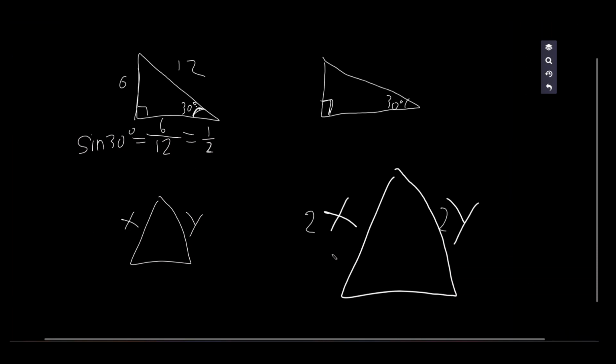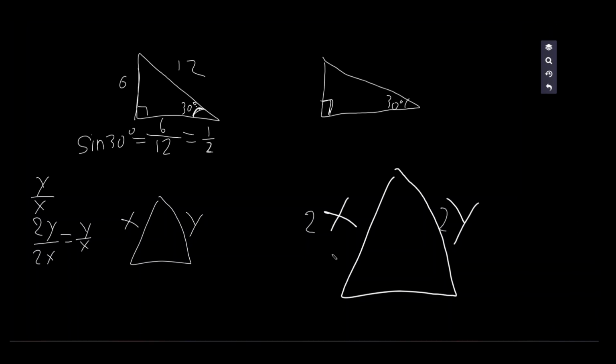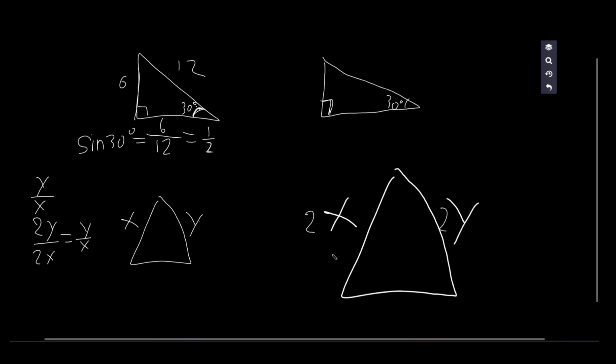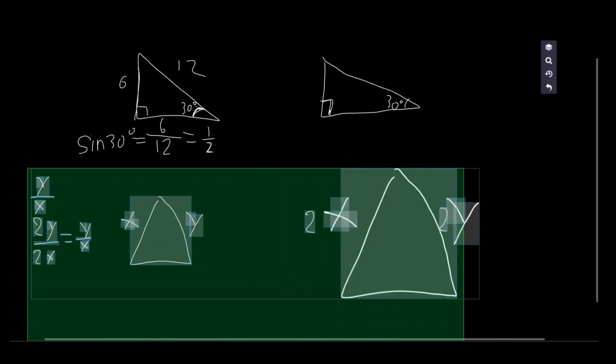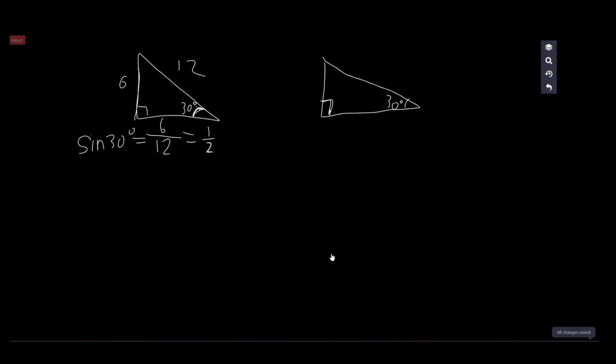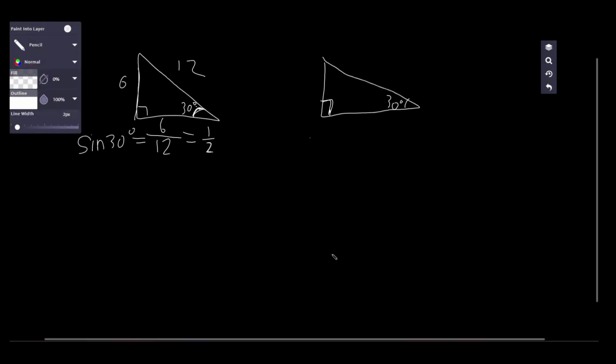Well, the ratio of side lengths y divided by x, for the first triangle, is just y divided by x. And for the second triangle, it's 2y divided by 2x. Now we can simplify this fraction, so it just becomes y divided by x. So the ratio of the side lengths for both of them is the same. And this is true because we scaled it up, so they are similar. Okay, so now hopefully you understand why the ratio of the side lengths is the same.